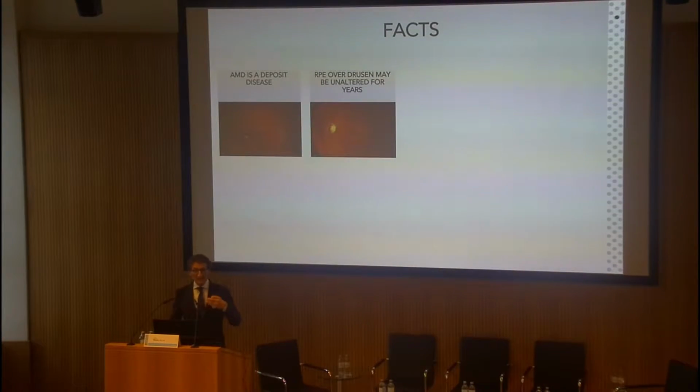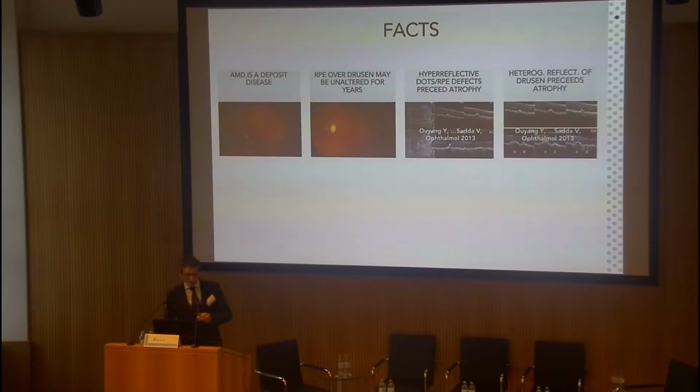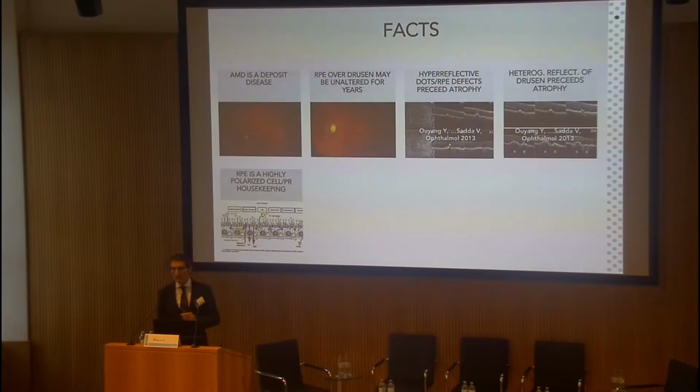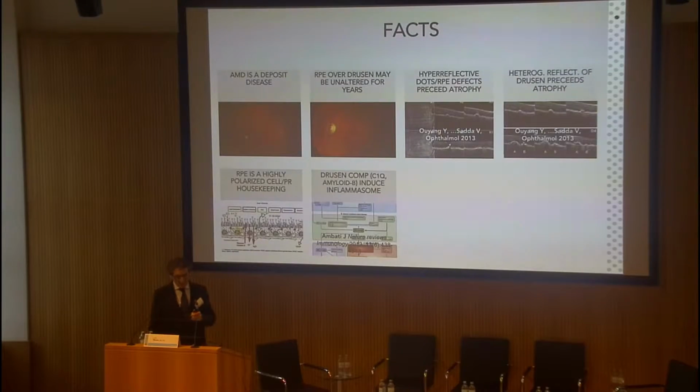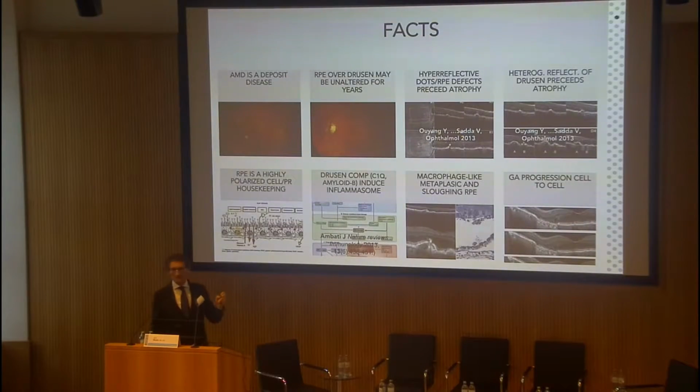RPE over Drusen can be unaltered for years with no apparent malfunction. When we have hyperreflective dots, eventually, for sure, we'll have atrophy. When we have heterogeneity within the Drusen, eventually, for sure, we'll have atrophy. RPE is a highly polarized cell that does housekeeping for photoreceptors. Drusen components induce inflammasome, that's been proven in the lab. Macrophage-like metaplastic RPE has been demonstrated by Chris and Kershaw, and GA progression is cell to cell.